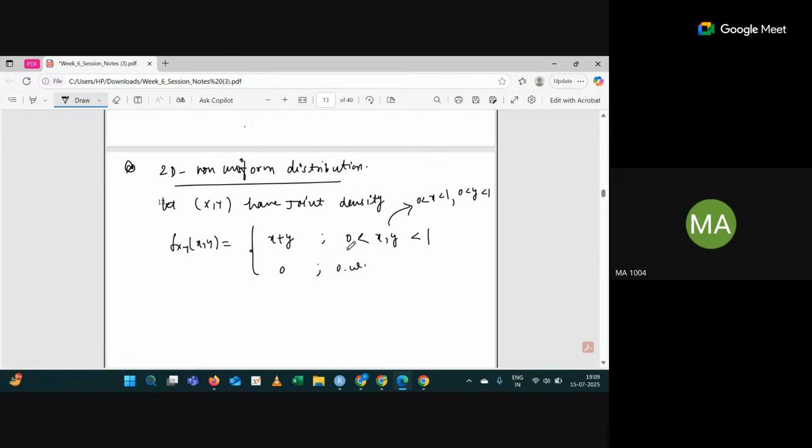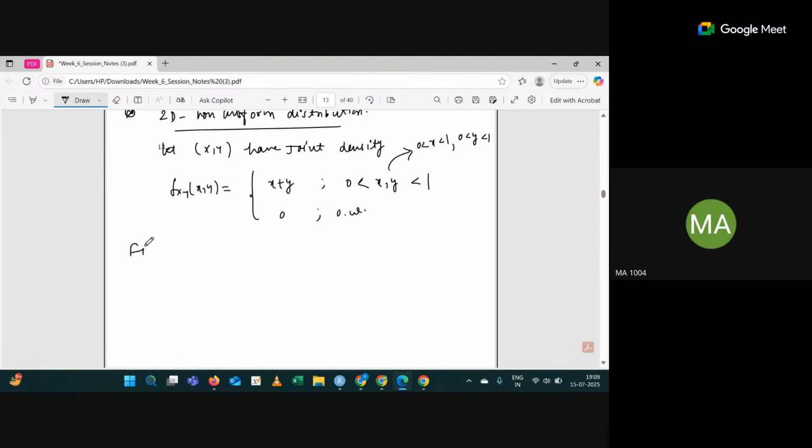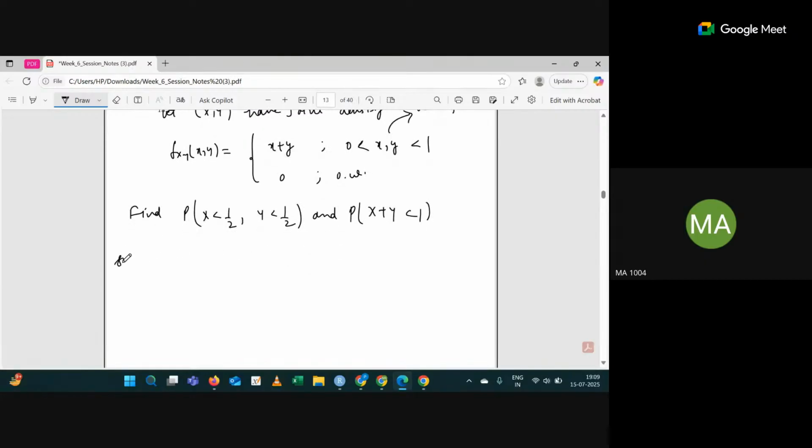So the question is, you have to find the probability that x is less than 1 by 2 and y is less than 1 by 2. And suppose I add a twist: x plus y less than 1. How will you proceed? So first of all, what is the solution? How will you proceed first of all?